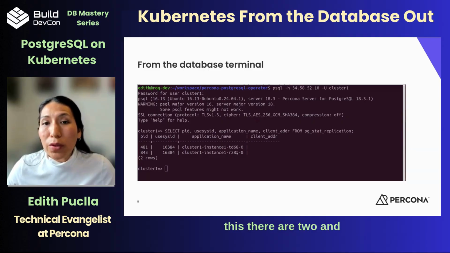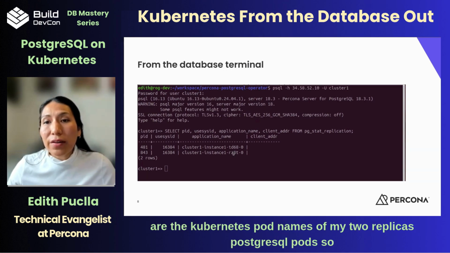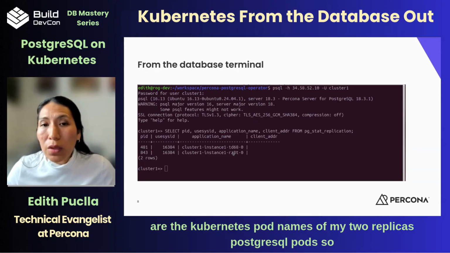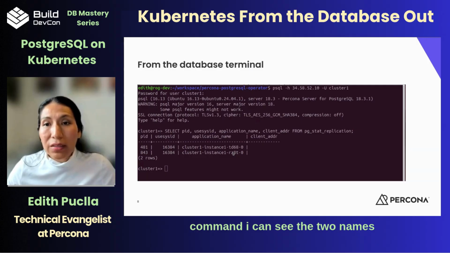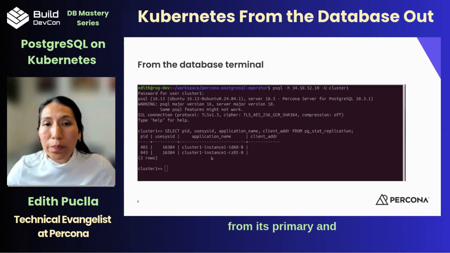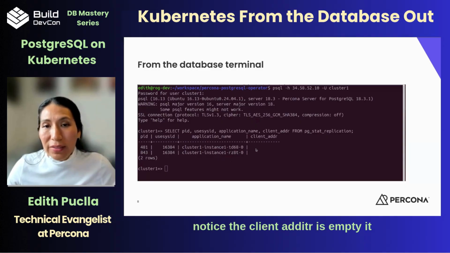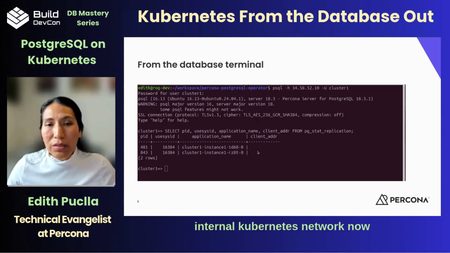There are 2. And these are not host names I configured manually. These are the Kubernetes pod names of my 2 replica PostgreSQL pods. So from inside the database, without any kubectl command, I can see the names of the Kubernetes pods replicating from the primary. And notice the client_addr is empty. It means the replication between pods happens over the internal Kubernetes network.